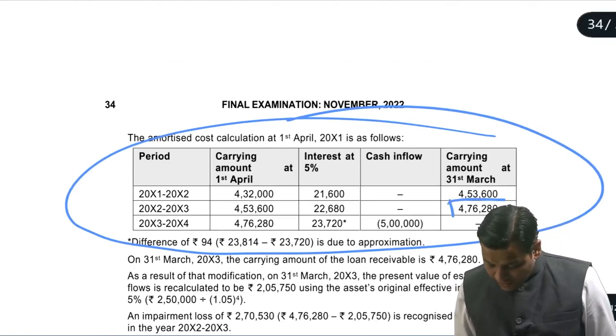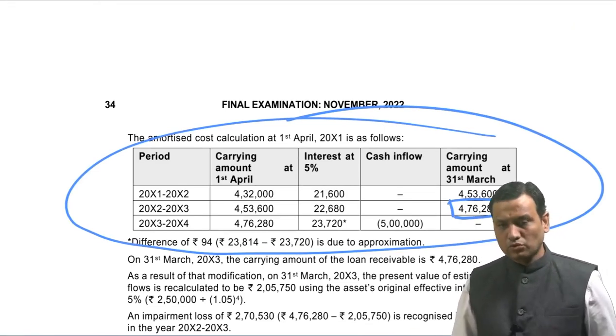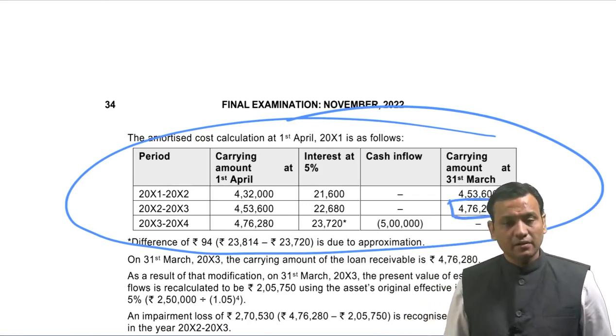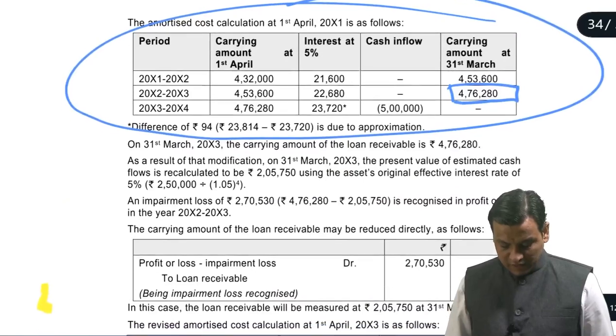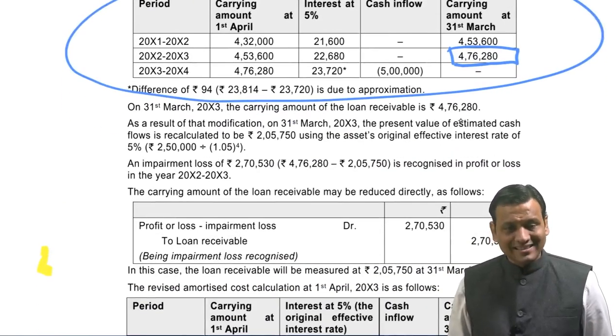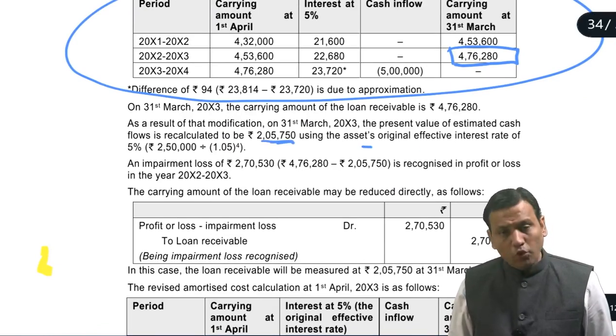In the second year, you are here at 476,280. That is the amount at which it stands. Now on 31st March, the carrying amount of the loan receivable is 476,280. That is true. As a result of modification, what is going to happen? The present value of estimated cash flows is recalculated to be 2,05,750 using the original interest rate.